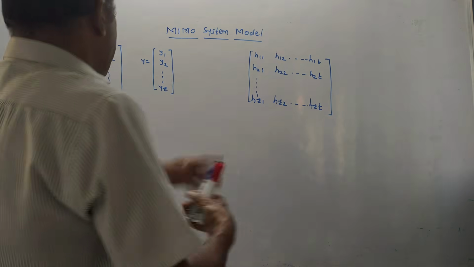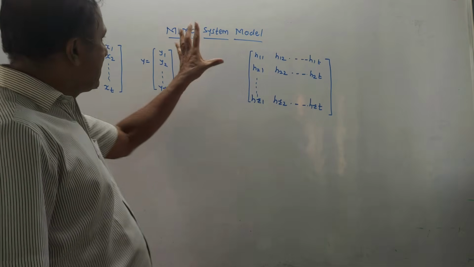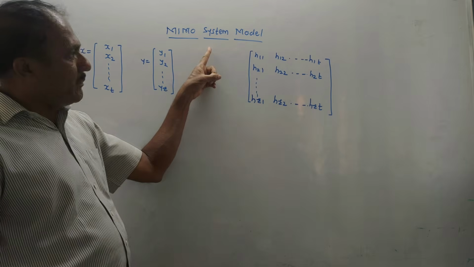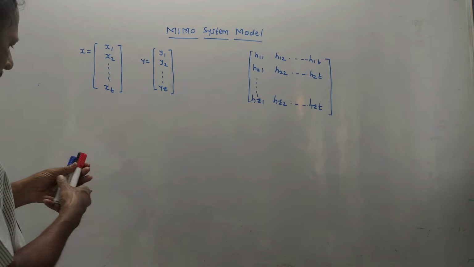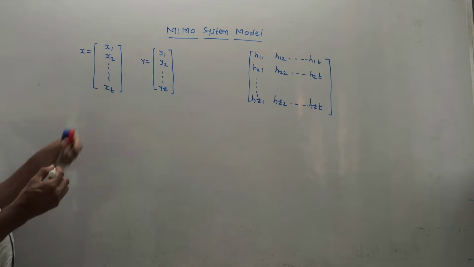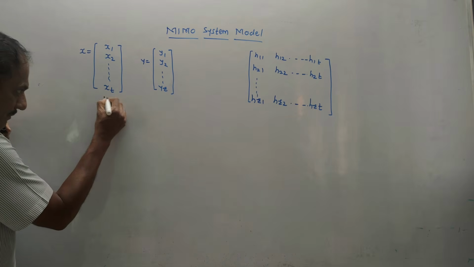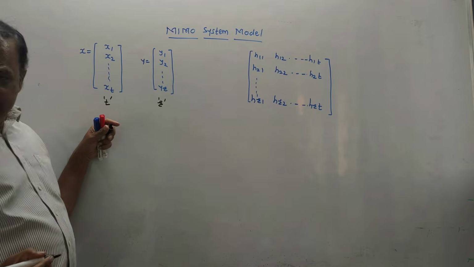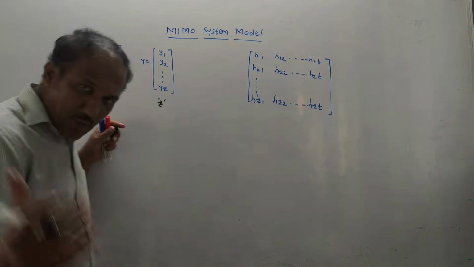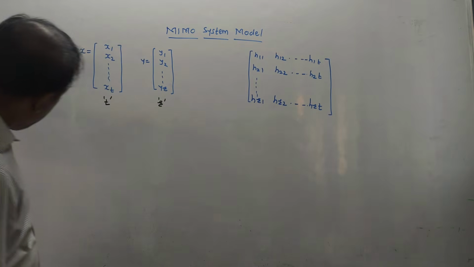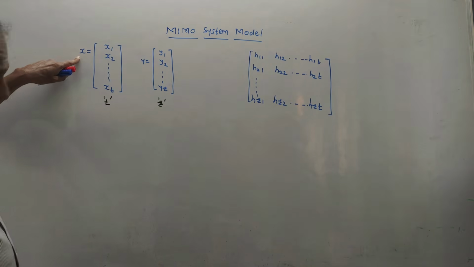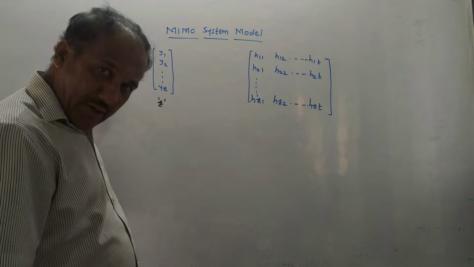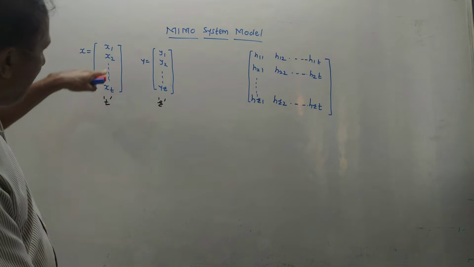Next part is MIMO system model. That means how to write the mathematical model for a multiple input, multiple output system. Suppose there are T number of transmitting antennas. So small t represents the number of transmitting antennas, and small r represents the number of receiving antennas. Since there are T transmitting antennas, I will write this column matrix as matrix S, equal to x1, x2 up to xt, where xt is the last transmitting antenna.